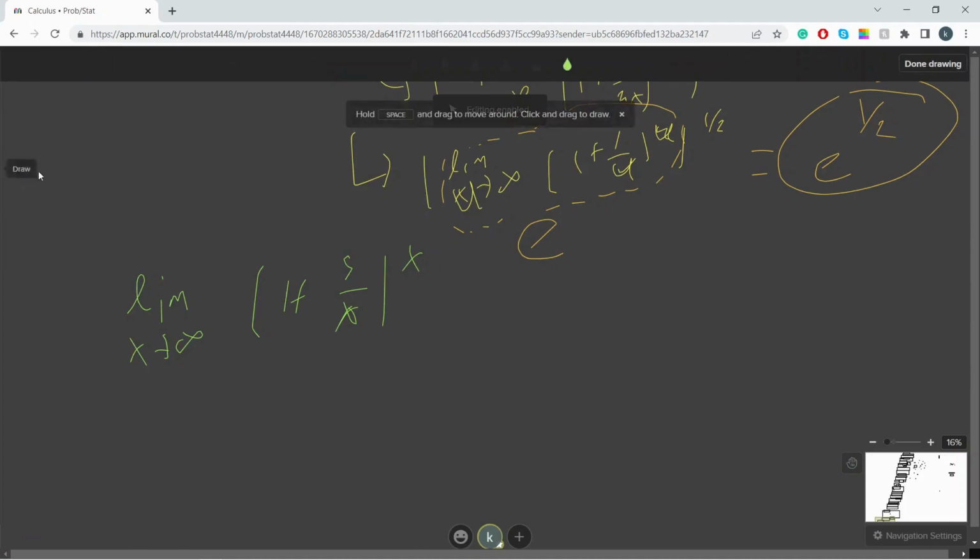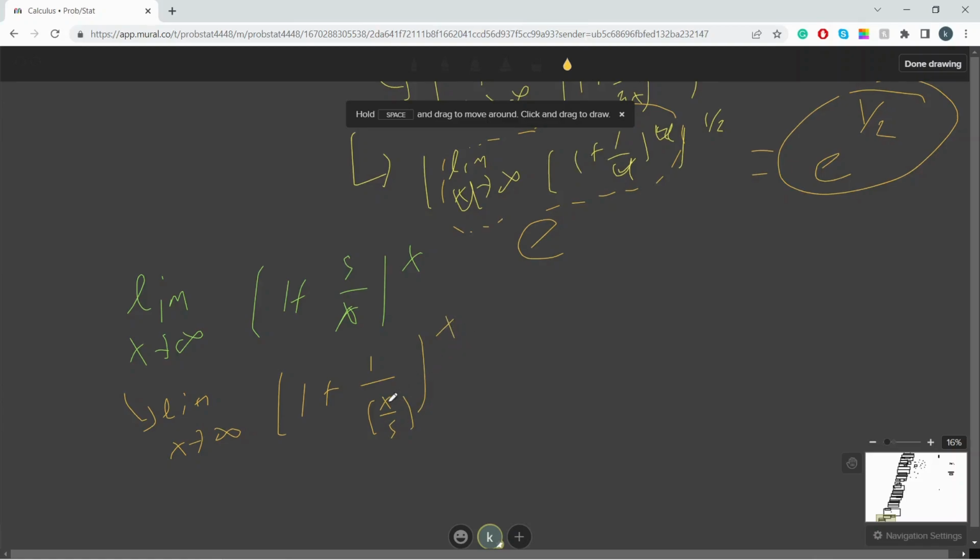So how are we going to do that? Well, we have to somehow make a 1 appear in the numerator and not get rid of the 5 magically. So what can we do? Well, we can bring the 5 into the denominator. And what that will give us is the limit as x approaches infinity of (1 plus 1 over (x over 5)) raised to the x.